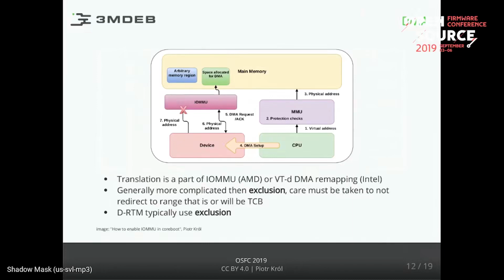And the translation mechanism is used when we have IOMMU or VT-d DMA remapping. It's more complicated. You have to configure the IOMMU correctly. You have to take care of specifics of the IOMMU hardware. And typically DRTM uses exclusion, at least in the implementations that we saw so far.